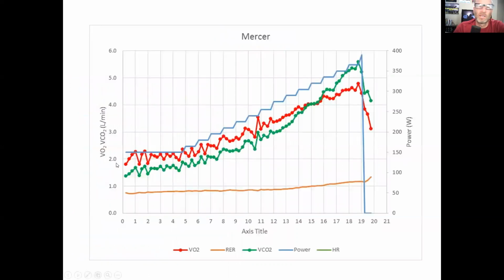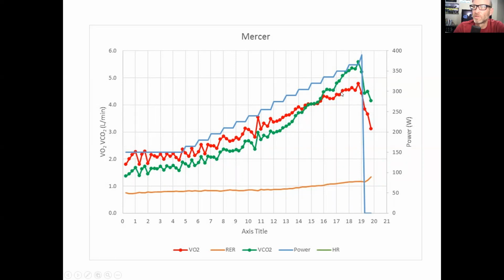Here's some data, just sort of hammering this point home. This is VO2 or VCO2 on the y-axis, and this is that graded exercise test that I've indicated before. In green is the VCO2, and in red is the VO2. You see VCO2, the volume of carbon dioxide exhaled, is lower than VO2 up until this point right here. So that RER is going to be calculated. That's this orange or beige line here. That RER is going to stay under 1 up until VCO2 exceeds VO2, and then RER goes above 1.